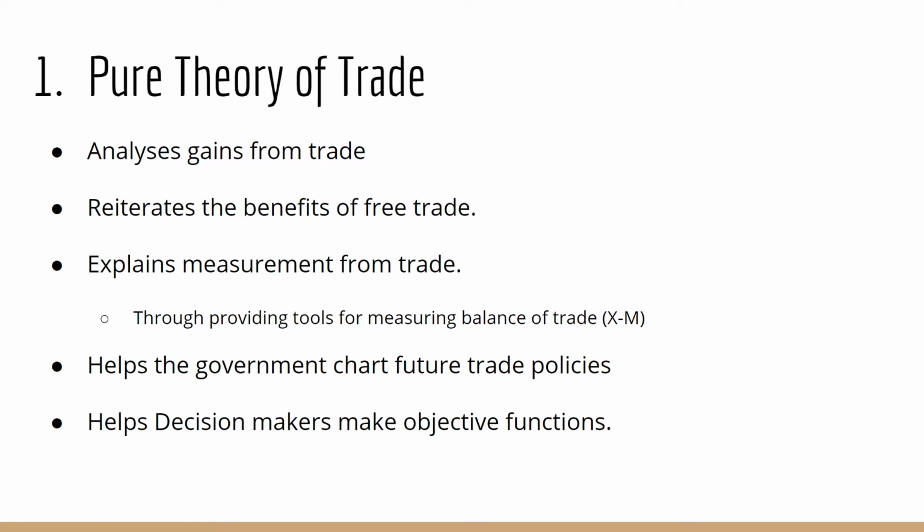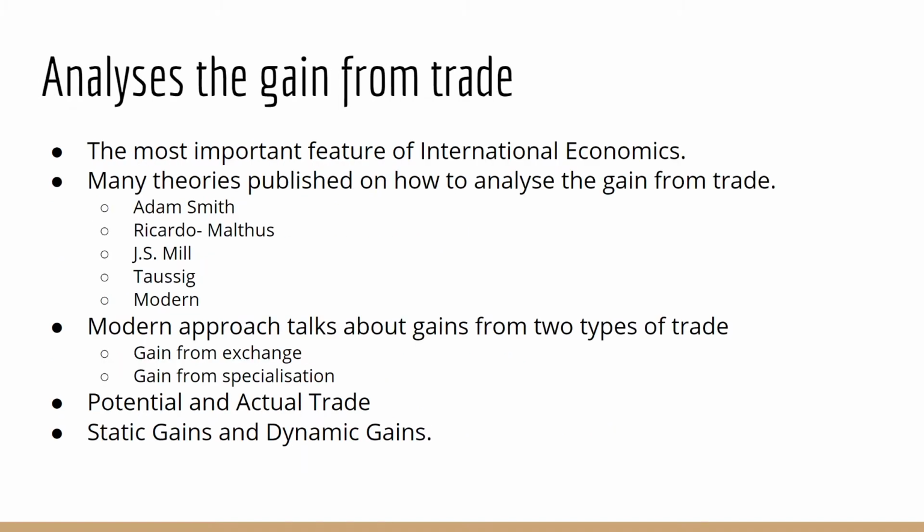So the first subpoint is analyzes the gain from trade. What does this mean? This is one of the most important features of international economics. In international economics there have been a number of theories trying to explain what the gains from trade are, and then after explaining that, they try to measure the level of these gains. So there have been theories from Adam Smith, Ricardo, Malthus, J.S. Mill, Taussig, and now the modern approach towards international economics.